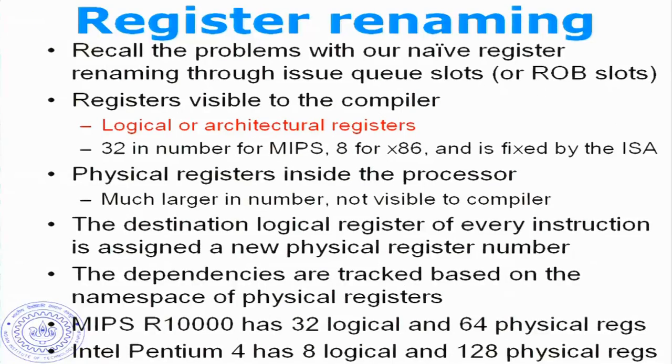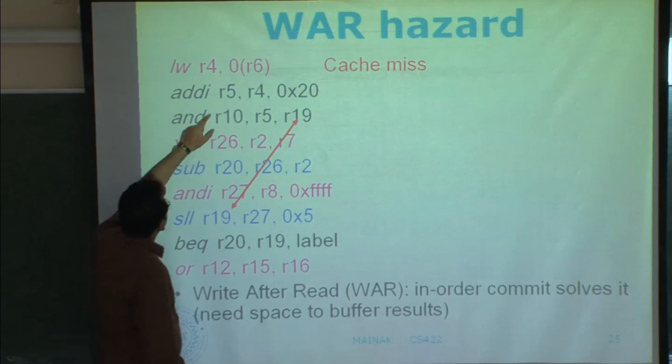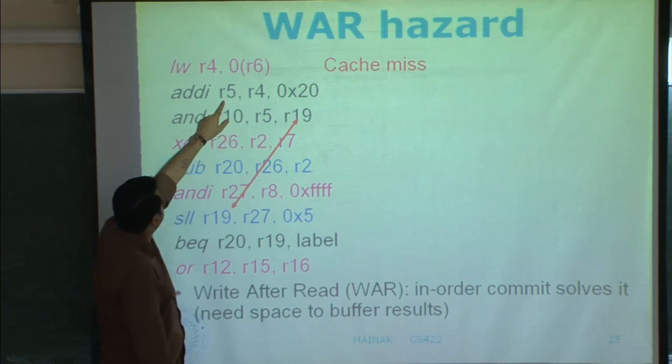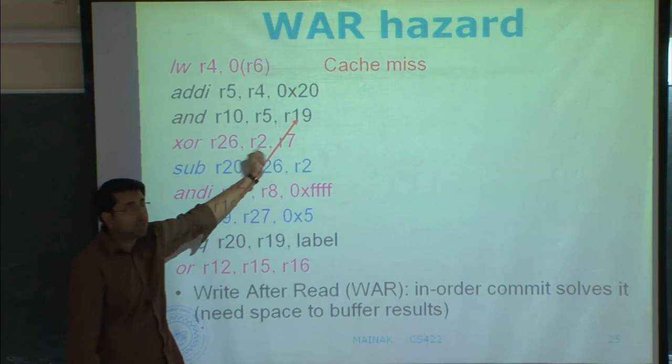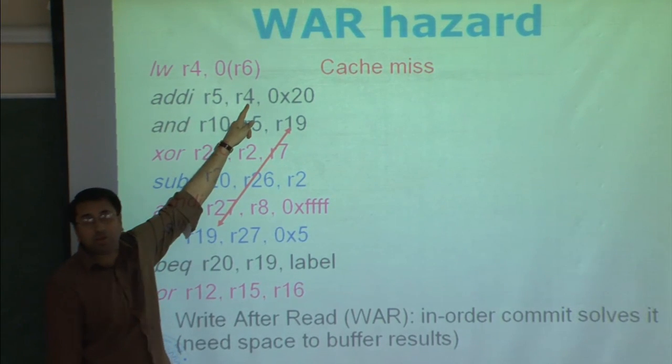Now, just one small element that is left in this architecture is something called register rename. We have already seen this. Essentially, what we were doing was renaming our registers into issue queue slots. Whenever an instruction produces a register, let's go back to this example. Here, R4 will be renamed to slot ID 0. R5 will be renamed to slot ID 1. R10 will be renamed to slot ID 2. So whenever slot ID 0 is done, whatever has a dependence on slot ID 0 will be woken up.